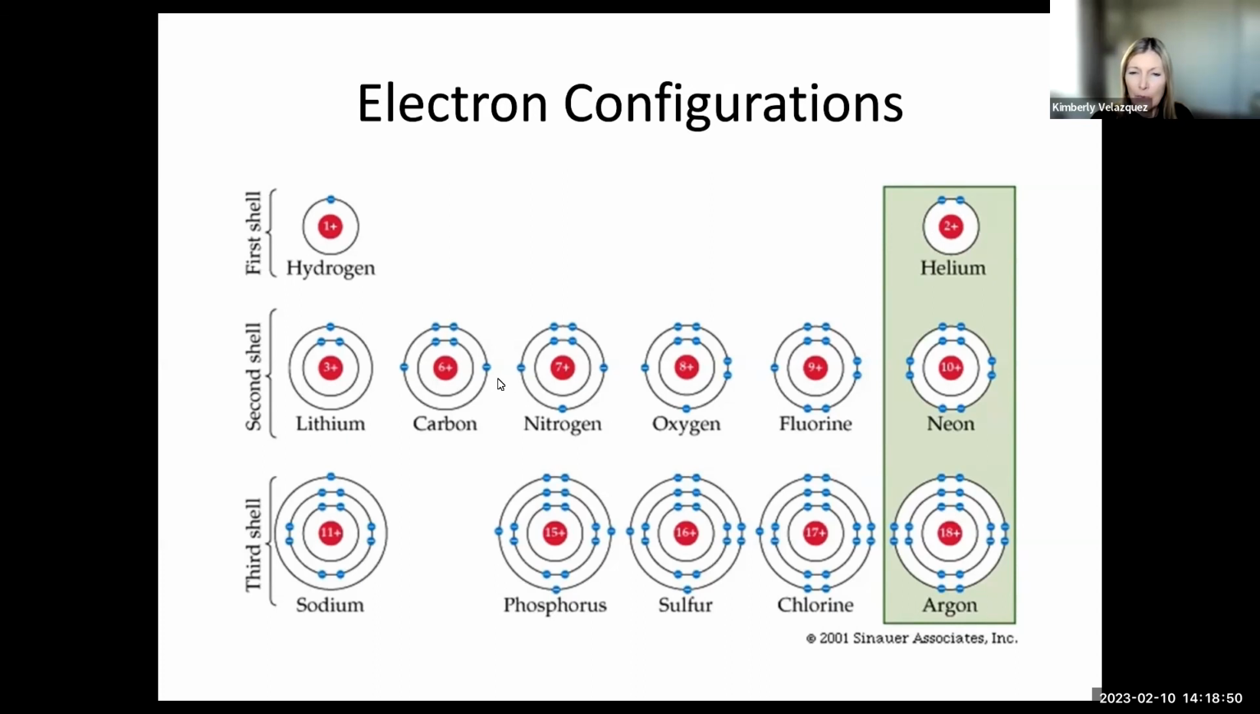Then the second shell, remember, holds a maximum of 8 electrons, and you can see that neon has 8. So that would be a full outer electron shell for neon. And then finally, that third shell also holds a maximum of 8. And you can see that argon has 8 in the outer electron shell. So it also has a full shell.